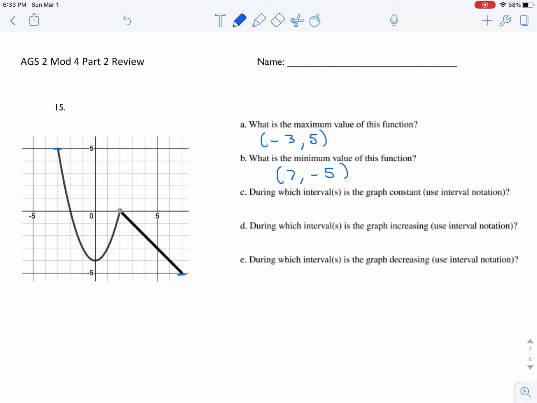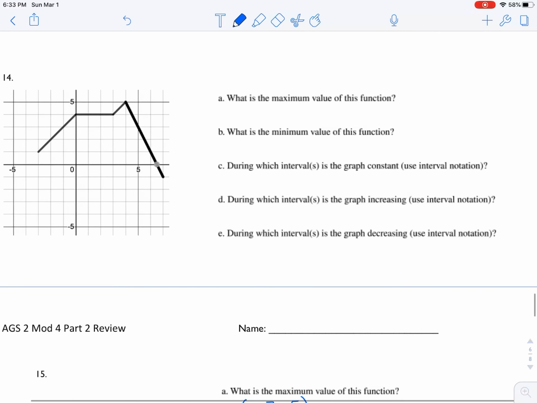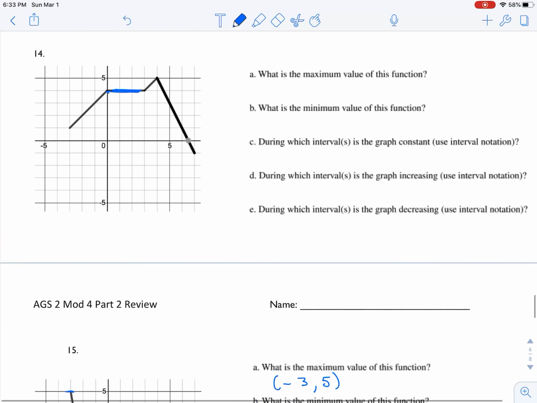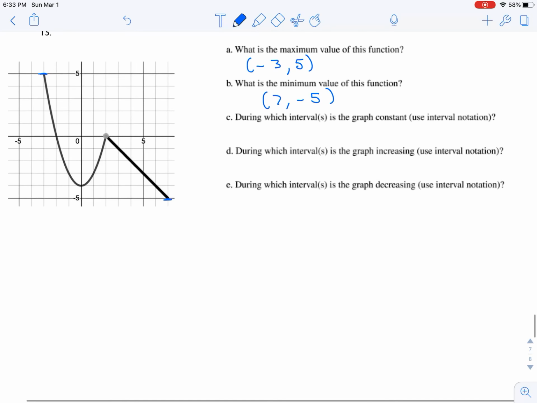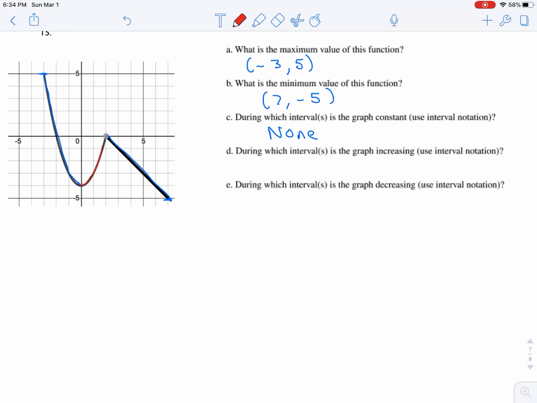During which interval is the graph constant, using interval notation. So a constant area on the graph is like this, where it's flat and constant. So that's the only one that has a constant area. So this one is none, because it doesn't do that. During which interval is it increasing? Okay, this graph is going down and down. So the only spot that it's going up is here.